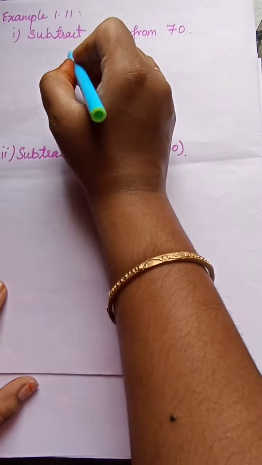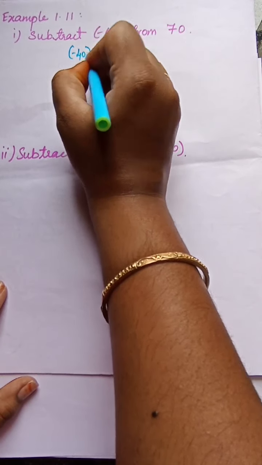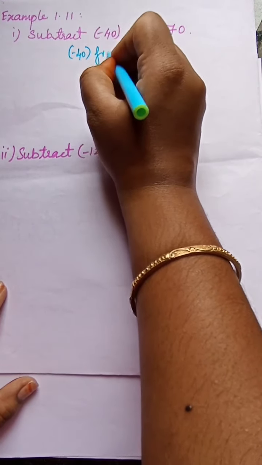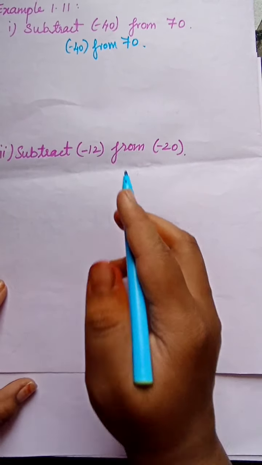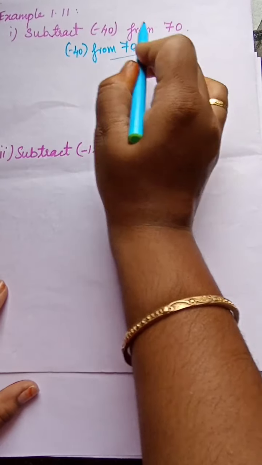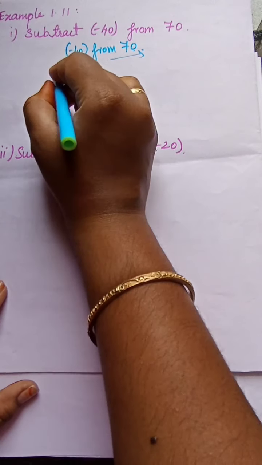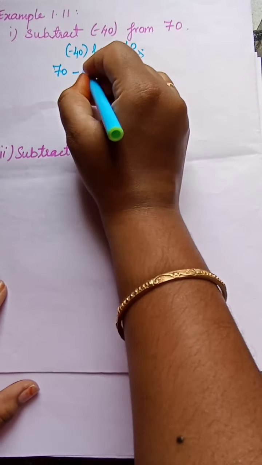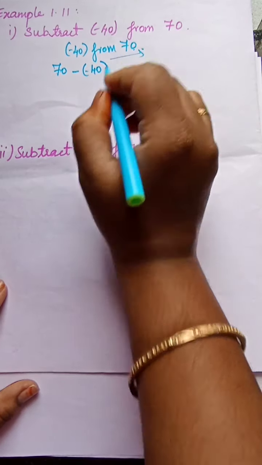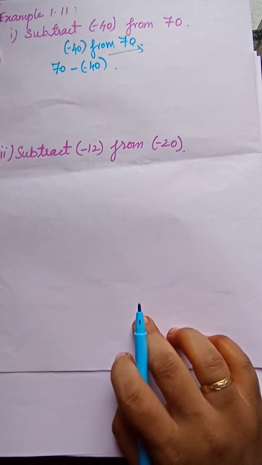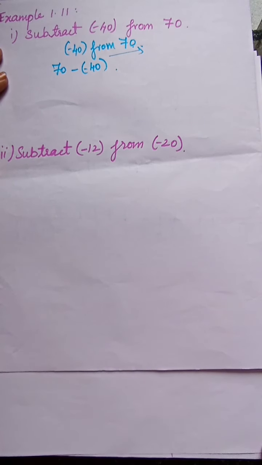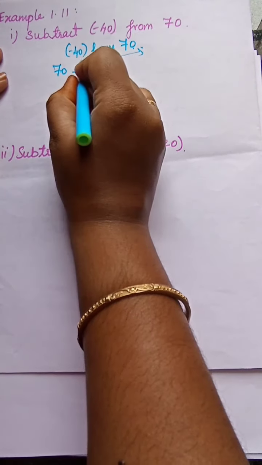Okay, right. So here minus 40 from 70. So from 70 means I already told you, this should come first and then the next number. So that is 70 minus 40. Clear? 70 minus 40. Okay, then what we have to do? So we have to apply the rule here. So minus into minus plus.